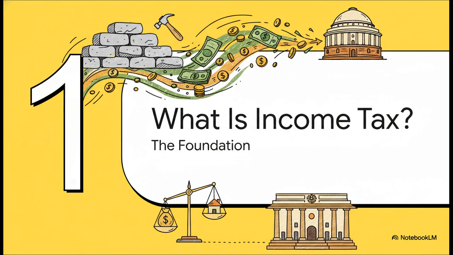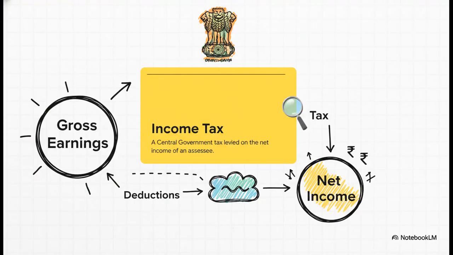Okay, first things first. Before we get into the weeds, we have to start with the foundation. So, what is income tax when you boil it all down? At its simplest, it's a tax the central government collects. But here's the really important part. It's on your net income. That means they don't tax every single rupee you make. Nope, it's a tax on what's left over after you've taken out certain deductions.